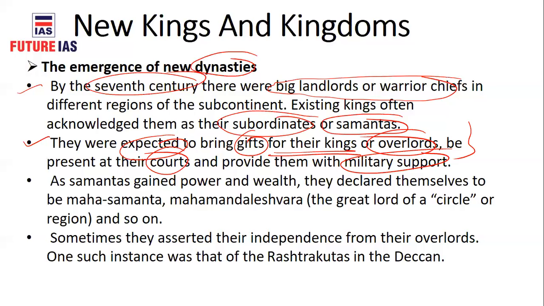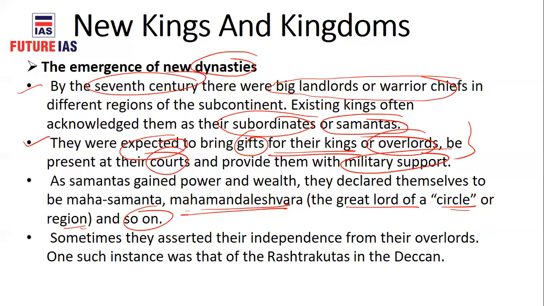And you must also understand, when these samantas gained power and wealth, some samantas became very, very strong. So they declared themselves to be mahasamantas or mahamandaleshwara. That is called the great lord of the circle or the region, and so on. So it depends on the power of the samantas. If they became much more powerful and wealthier, they declared themselves as mahamandaleshwara, or the lord of a circle, or the lord of a region.